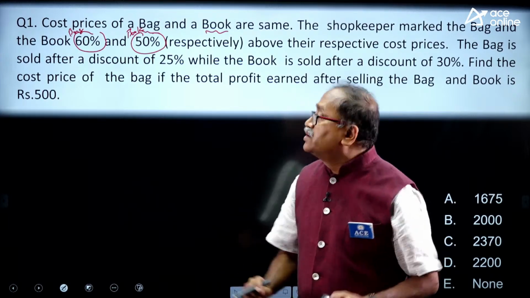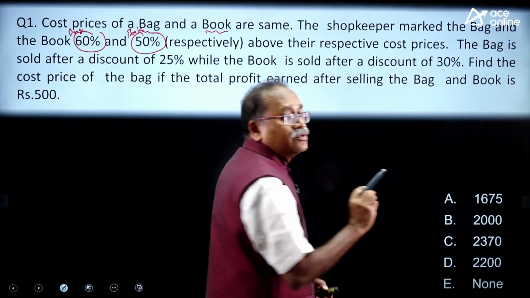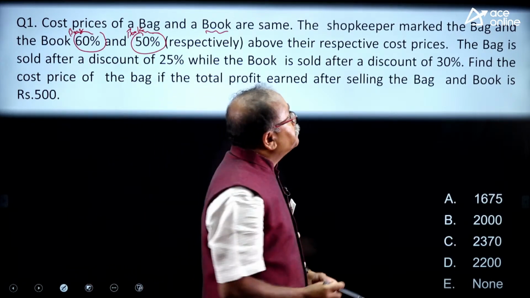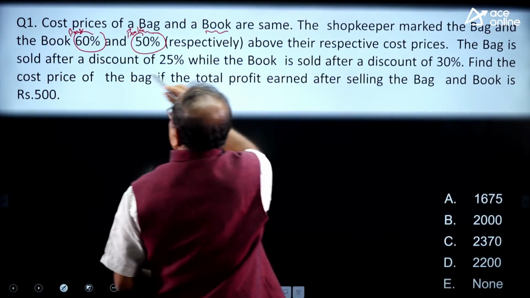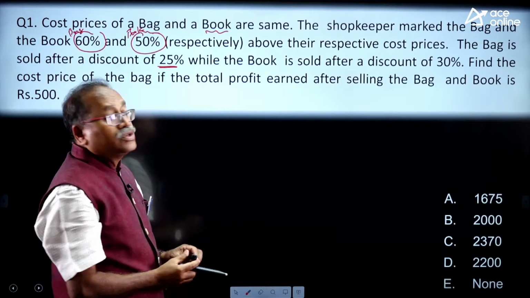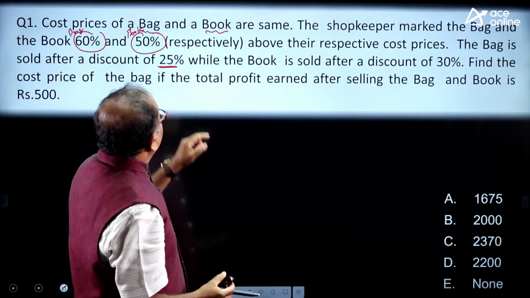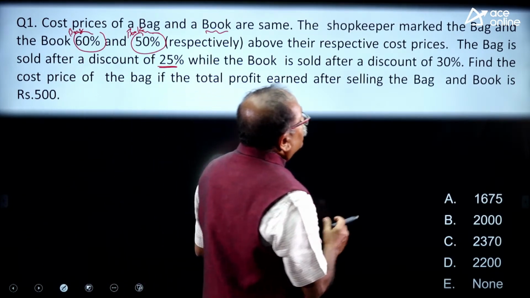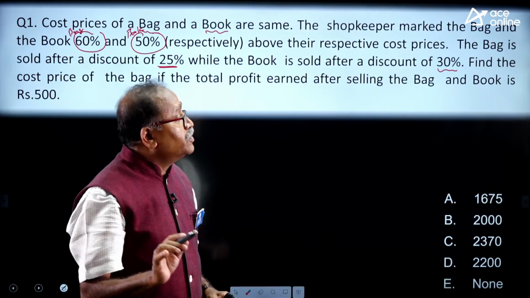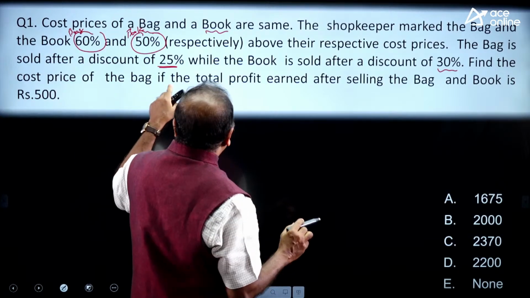This is the markup price, above their respective cost price. Obviously any marked price is above the respective cost price. The next is the bag is sold with a discount of 25%. So the markup is 60% and the discount is 25%, while the book is sold after a discount of 30%.